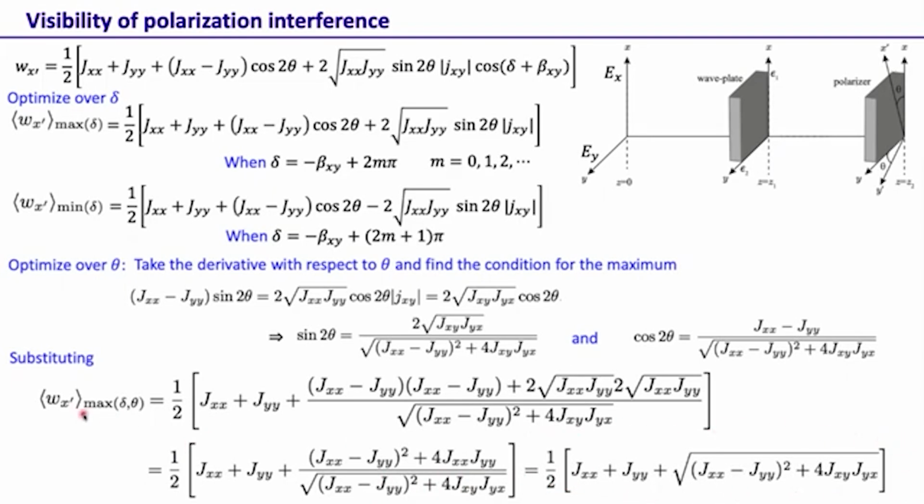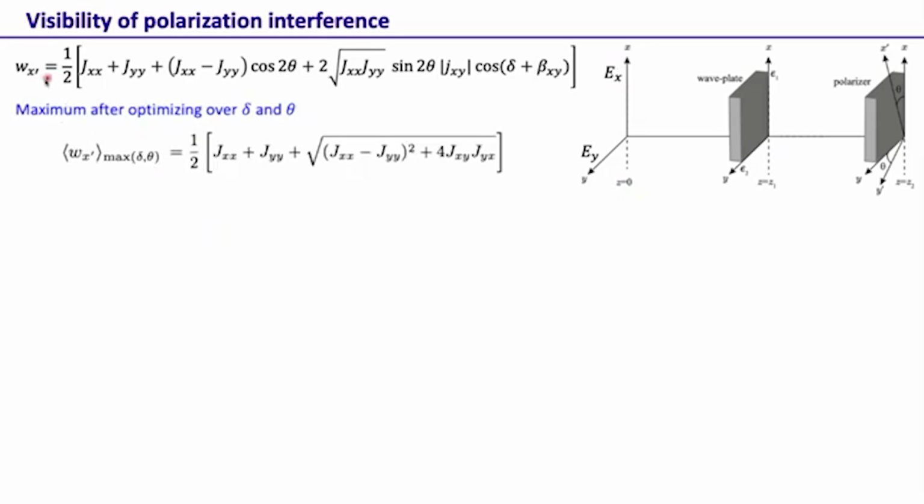So the maximum of Wx prime over δ and θ is half of Jxx plus Jyy, plus the square root of (Jxx minus Jyy) whole squared plus 4 Jxy Jyx. And again, this Jxy is the quantity we are after. That's the correlation between the field vibrations in the two different directions. Okay, so that's the intensity expression, the expression for the maximum of the intensity maximized over δ and θ. So that is the expression given in terms of Jxx, Jyy, Jxy, Jyx.